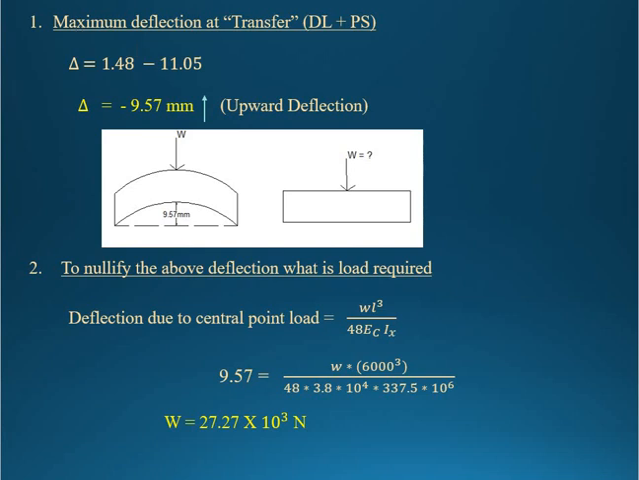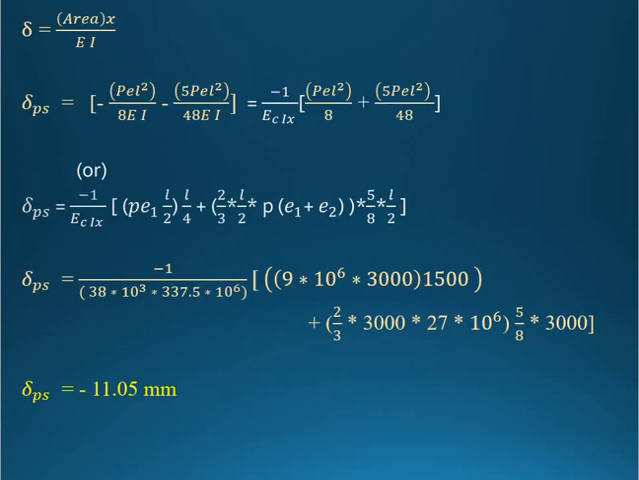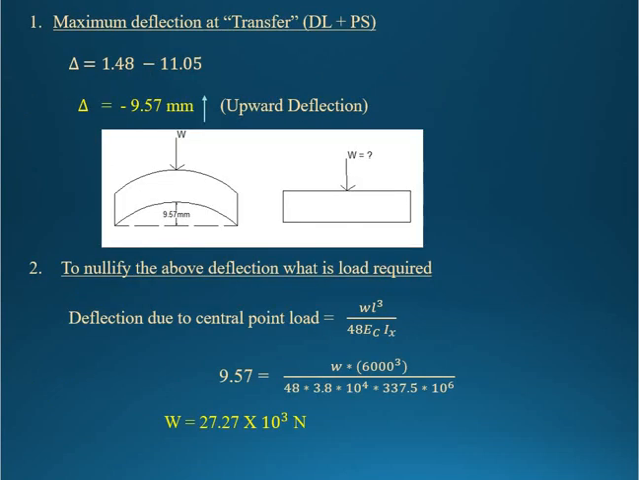Now the next step: in the first case, they have asked to find out the maximum deflection at transfer. In transfer condition we have a dead load as well as a pre-stress. So dead load is 1.48, pre-stress is minus 11.05. It is very important to consider the sign. Here for deflection due to pre-stress we got a negative value, so I have considered that, and we will get deflection as minus 9.57 mm. Always remember, if we get a negative sign for a deflection, that means it's an upward deflection. Okay, upward deflection is 9.57 mm.